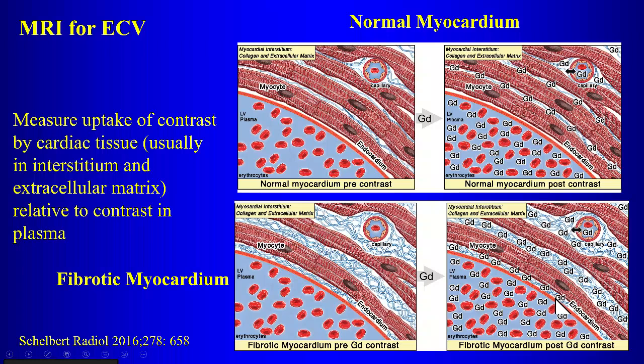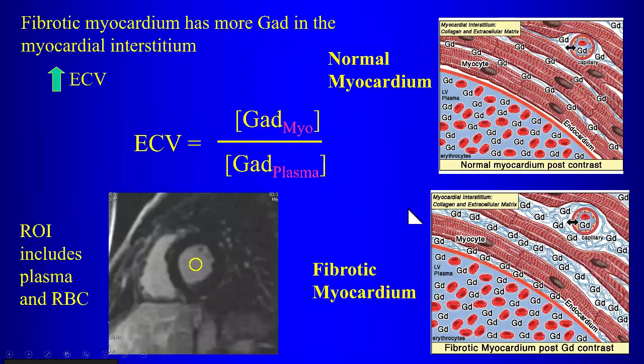So if we compare that ratio of gadolinium out there compared to the gadolinium in the plasma, it's going to be greater where we have fibrotic myocardium. So it's that ratio that we're looking at. What's the ratio of gadolinium out there versus the gadolinium here within the plasma? And that ratio goes up when you have fibrotic myocardium. And so we're going to use MRI to measure this. I'm going to show you a bunch of equations. You don't have to worry about the equations. It's the concept that's important here.